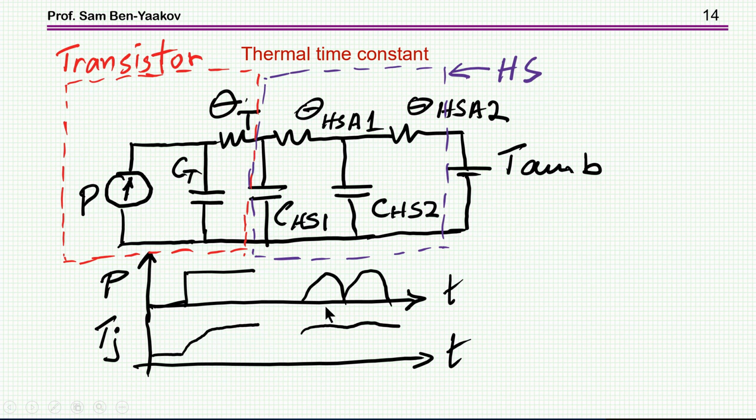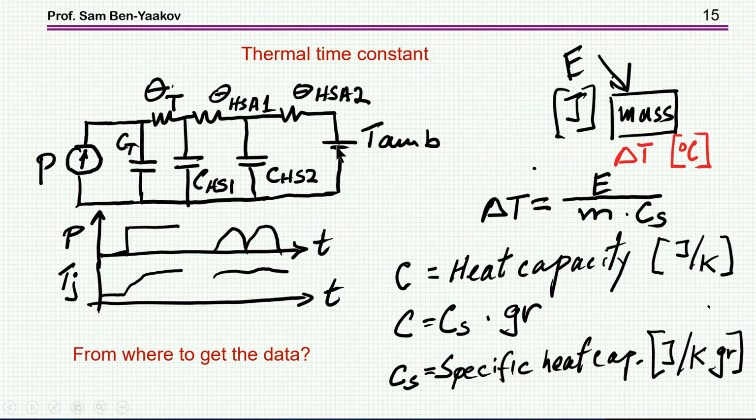And obviously, in the case of a motor, which is driven by a sinusoidal current, the power is pulsating, and therefore you would expect a change in the junction temperature, and the lower the frequency, the larger will be the ripple of the junction temperature. So let's talk a little bit about thermal time constant and the thermal mass.